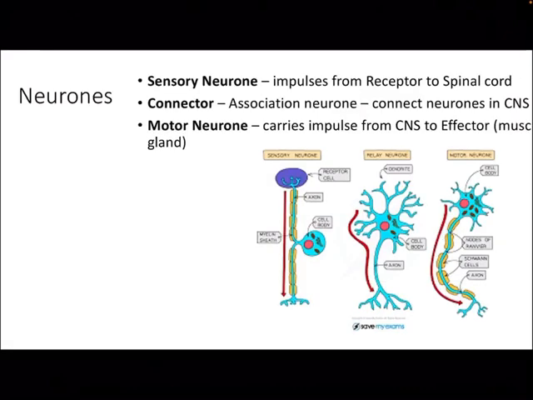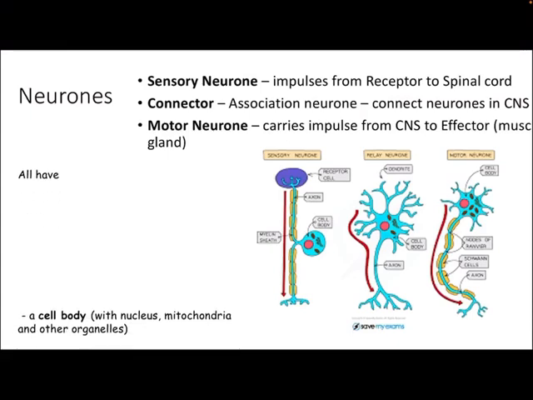So there are three main types of neurons to be familiar with. Our sensory neuron carries impulses from the receptor, the part of the body that receives the stimulus, to the spinal cord. So this could be from the eye to the spinal cord, the skin to the spinal cord. Then we have our connectors, which are our association neurons, and they connect the neurons in the central nervous system. Our motor neuron carries impulses from the central nervous system to the effector, which could be a muscle or a gland.